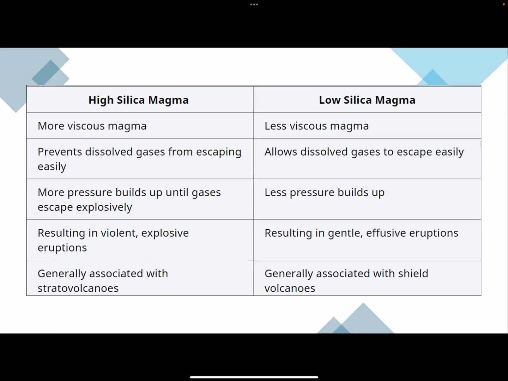Right, this is a very nice table to end with. This shows you the viscosity that you find as a result of the type of silica that is found in the magma and the associated volcano type that you have. Okay, very useful diagram. Hopefully you can commit this to your memory and use it to answer the questions as needed.